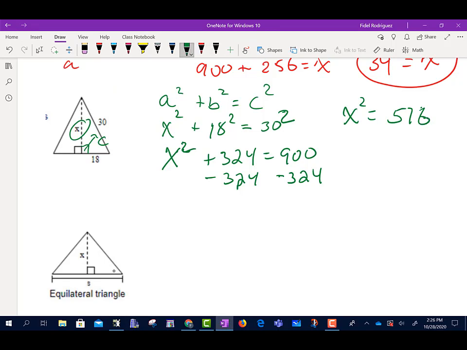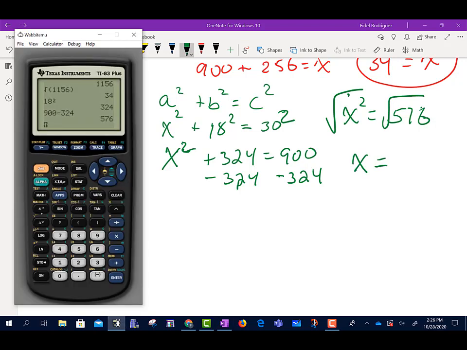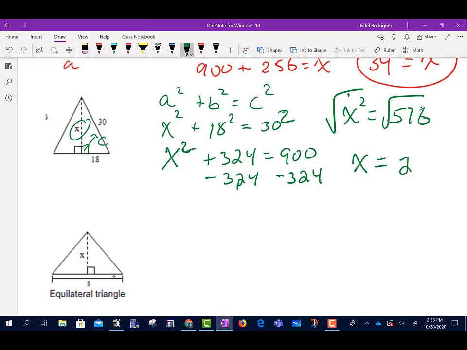Now I'm going to take the square root on both sides. Square root of, we can even do it like this. Right above the little negative sign at the bottom, there's a little ANS, that's my answer. And coming up with 24.